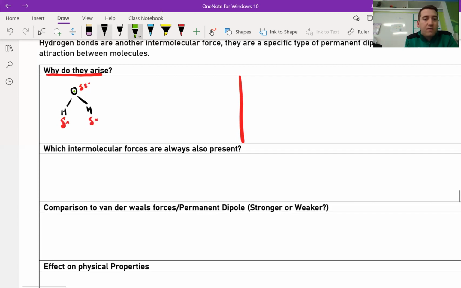Okay, and of course, if you bring another water molecule close, well, it's identical to this one. It's got a delta 2 minus charge on the oxygen and a delta positive here, and there's an interaction between the hydrogen on one water molecule and the oxygen on another. So this here is what we call a hydrogen bond.